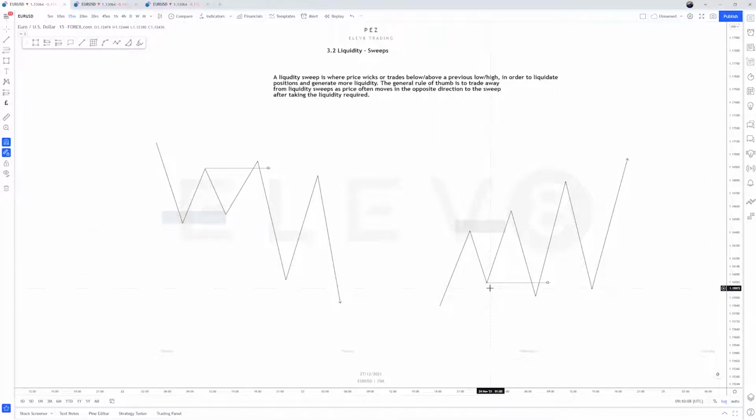We tap in, pull back, supply fails. There's no sweep in this leg, so price comes back, sweeping this low, moving off, mitigating the sweep. And then same thing, tap in, no supply fail before the sweep here, supply fail, and then mitigation.